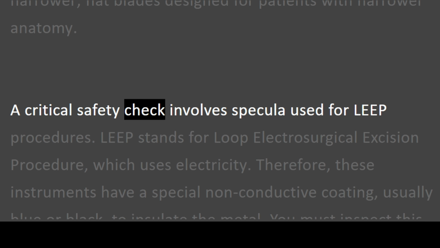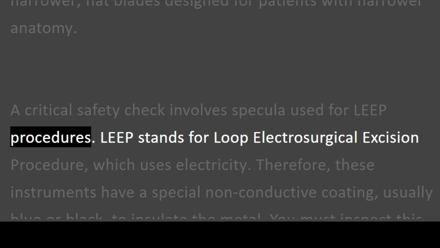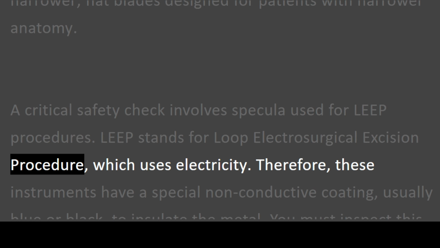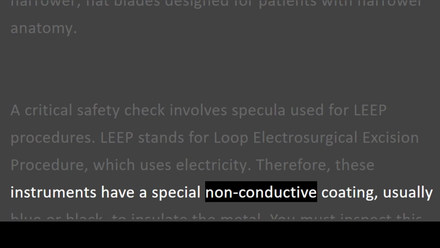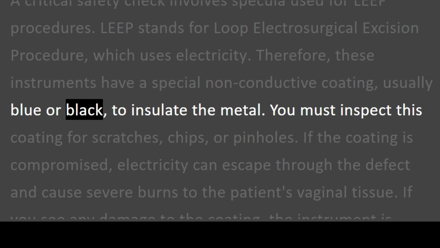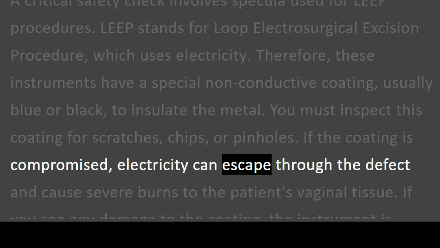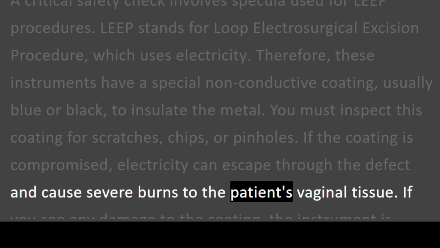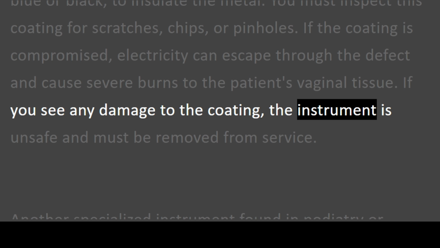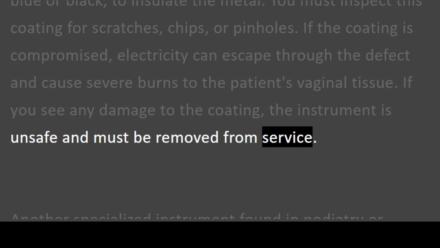A critical safety check involves specula used for LEEP procedures. LEEP stands for Loop Electrosurgical Excision Procedure, which uses electricity. Therefore, these instruments have a special non-conductive coating, usually blue or black, to insulate the metal. You must inspect this coating for scratches, chips, or pinholes. If the coating is compromised, electricity can escape through the defect and cause severe burns to the patient's vaginal tissue. If you see any damage to the coating, the instrument is unsafe and must be removed from service.